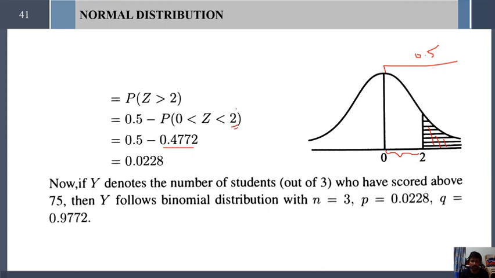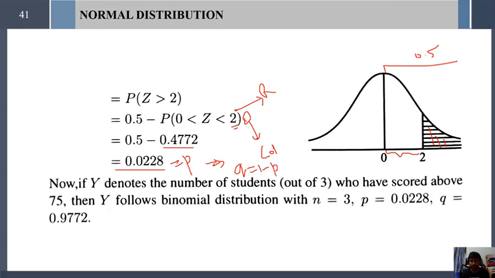Therefore, referring to the normal table, this is the row value. This row value is 2, and in 2.0, this 0 is nothing but the column value. So the 2nd row and the 0th column is nothing but 0.4772. Therefore, the required probability is 0.0228. So this value is nothing but the probability of success, P. And this implies what is the value of Q? Q equal to 1 minus P.